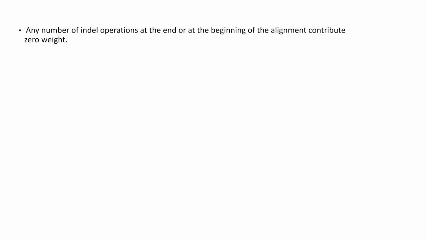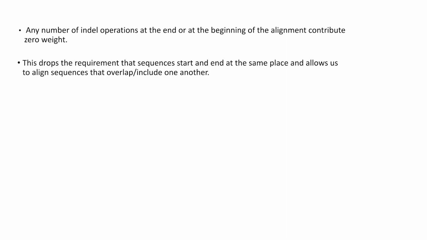The third category is end space free alignment. Any number of indel operations at the end or the beginning of the alignment contribute zero weight. This drops the requirement that sequences start and end at the same place, and allows us to align sequences that overlap or include one another. Here an example has been taken.